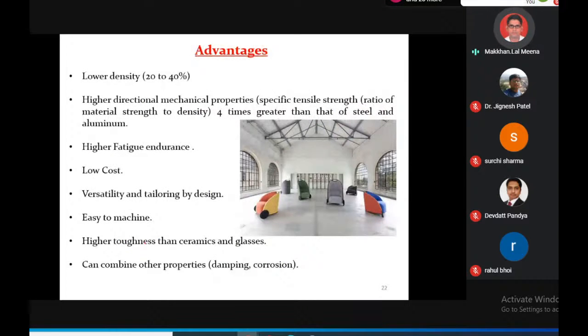Now, the advantages of composites: lower density, higher directional mechanical properties, higher fatigue and endurance, low cost of products, versatility and tailoring by design. So whatever type we want, we can design it, and we can use different composites. Easy to machine is also another advantage of composites, as compared to metals or any other material. Higher toughness than ceramics and glasses, and can combine other properties, improving damping and corrosion resistance.